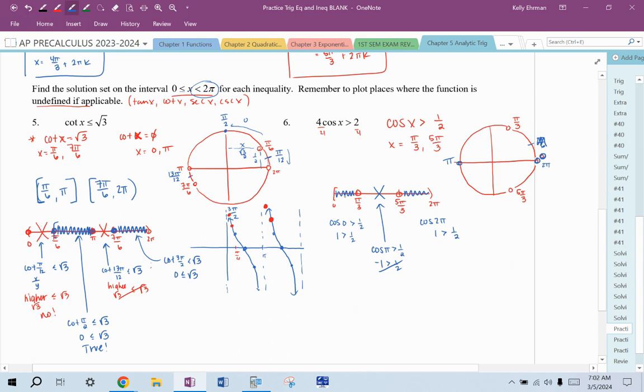Now at 0, the cosine of 0 is definitely bigger than 1/2. So we are including that in our solution set because we're including 0 here. So 0 is not one of the numbers where cosine was equal to 1/2, so it doesn't have to have an open circle. So 0 to pi over 3 and 5 pi over 3 to 2 pi.